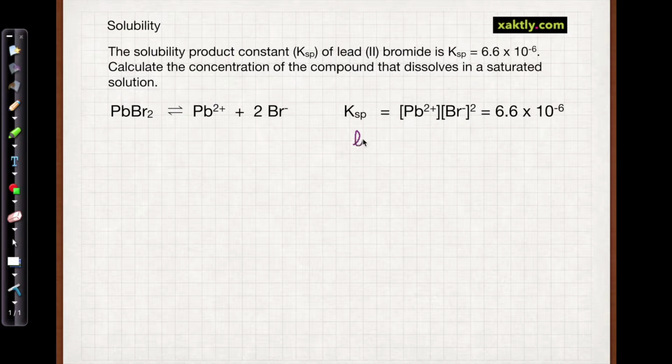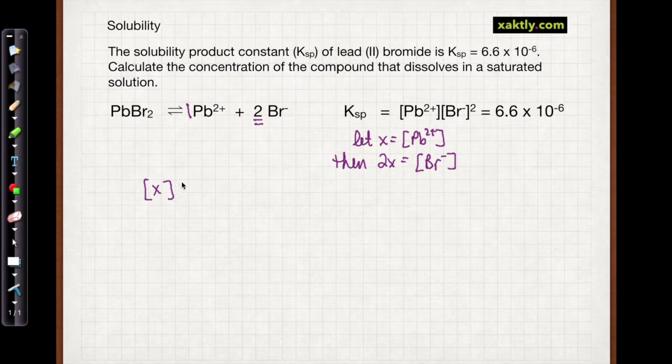Now what we don't know in this problem is those concentrations, so we're going to use a little algebra. We'll let x equal the concentration of lead 2 plus, and then if x is that concentration, and we remember that the bromide concentration is twice that, we get that from the stoichiometry of the problem right here, and then we can just rewrite the KSP expression using those variables.